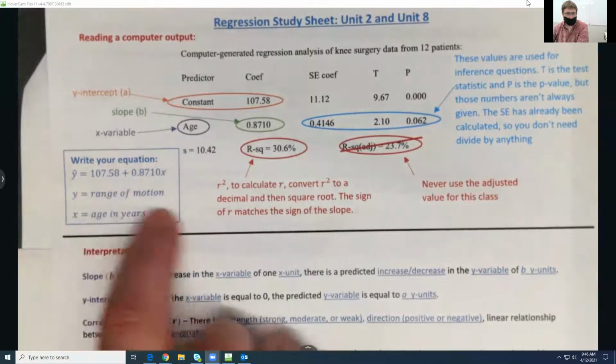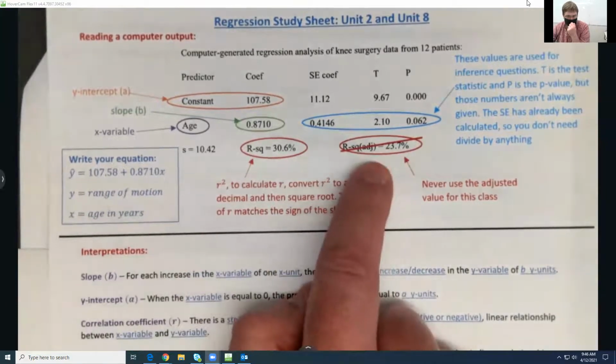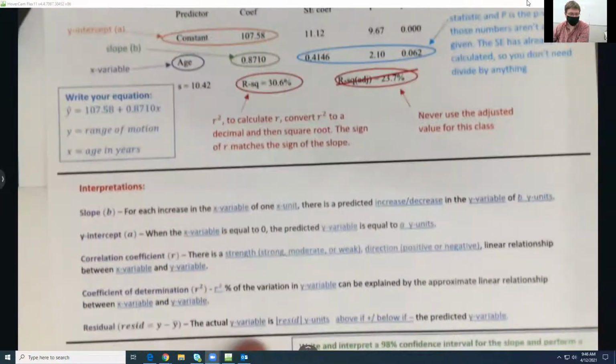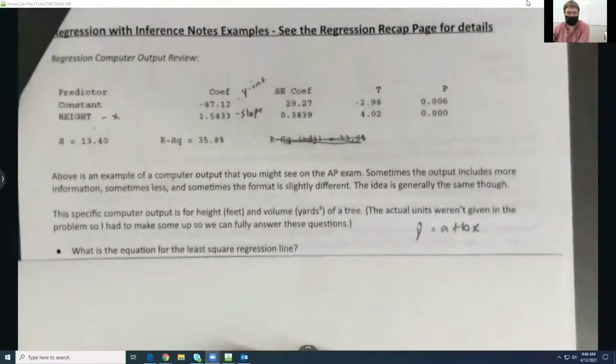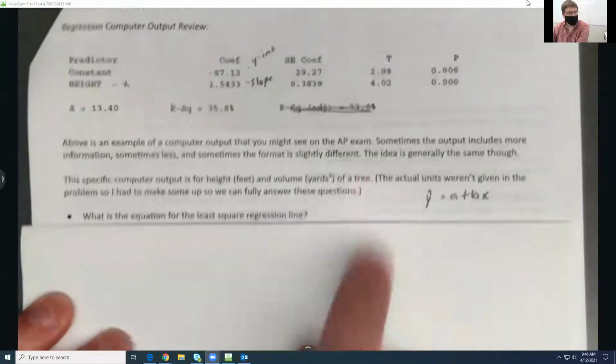Here's your formulas on here to remember. Again, we never use R squared adjusted. We'll only use R squared. And here's all your sentences. So we're going to go ahead and go through these based on this one. And we're going to go through and kind of see.